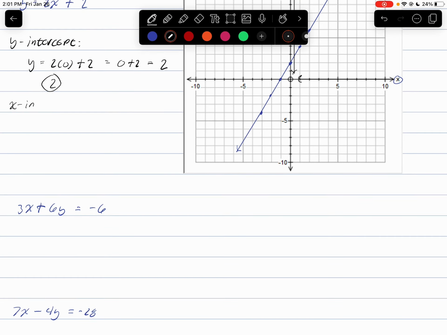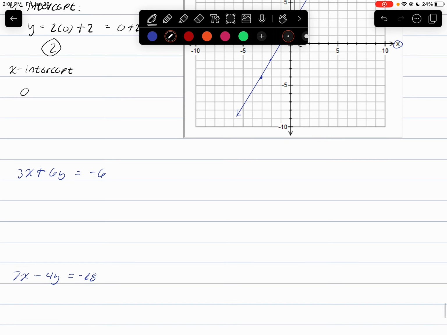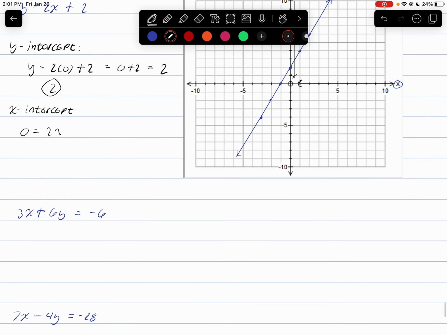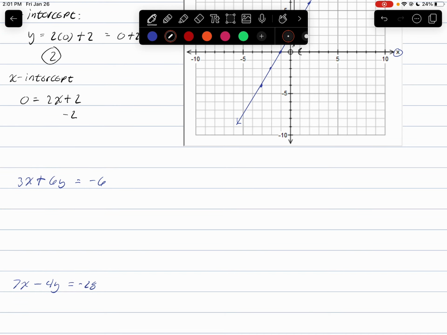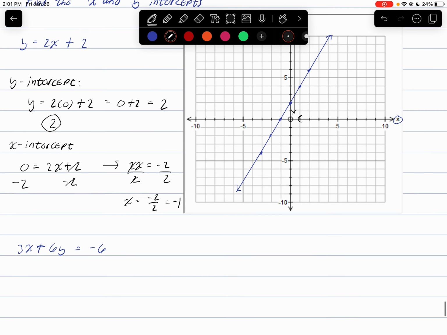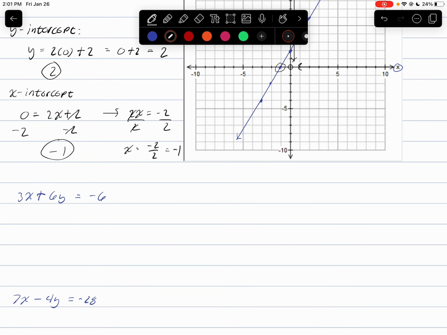So for our x-intercept, we are going to set y equal to 0. So we have 0 is equal to 2x plus 2. Now we just need to solve for x. Here we can take 2 away from both sides, so these cancel, and we are left with 2x is equal to negative 2. Now we can divide both sides by 2, and we get x is equal to negative 2 over 2, which is just negative 1. Here we can see that our x-intercept is indeed at x equals negative 1.